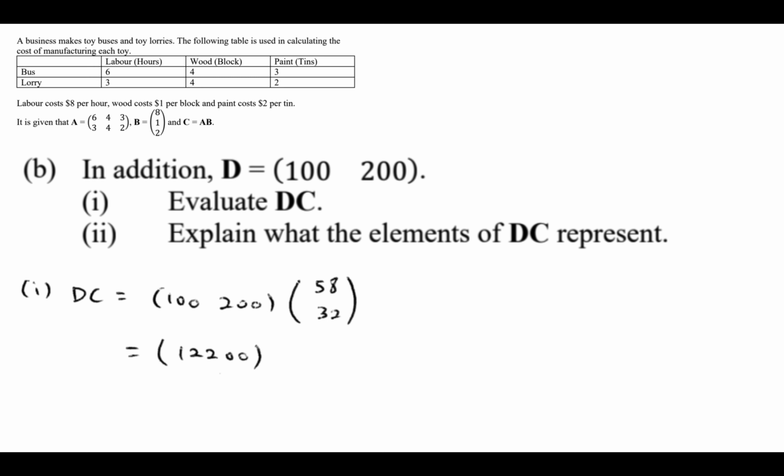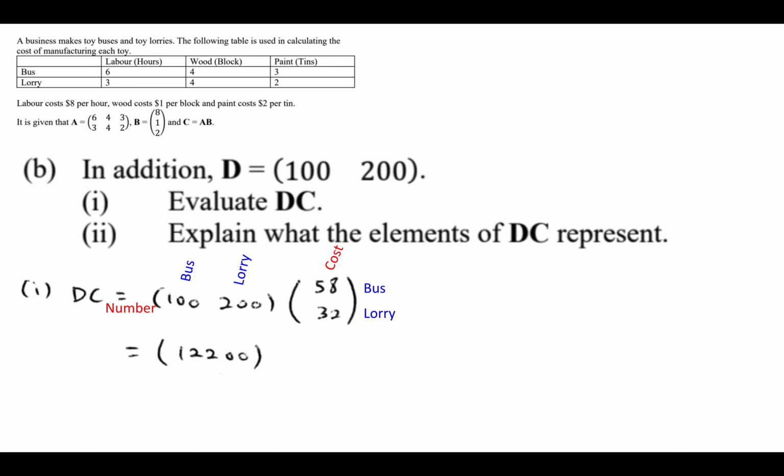Once the multiplication is done, we can go on to explain what the elements of DC represent. In this case, there's only one element. So we need to explain what 12200 represents. Let's analyze this. The first matrix is just a single row matrix. And the second matrix is the result from part A. So we know that we have bus and lorry as the rows and the cost as the column.